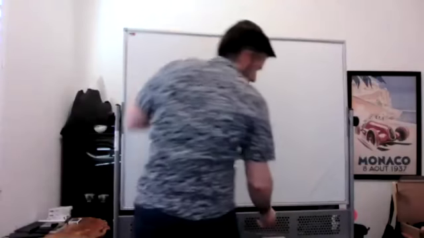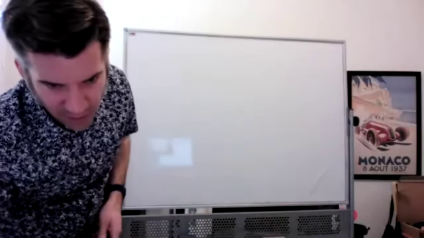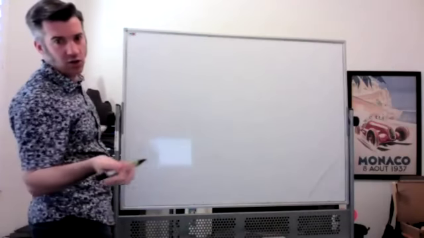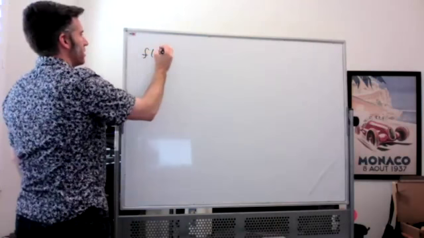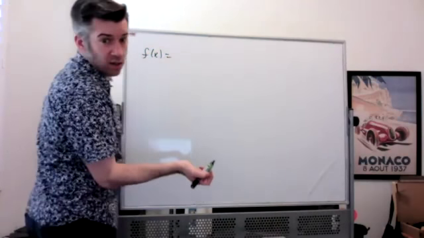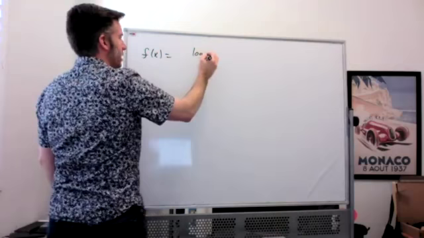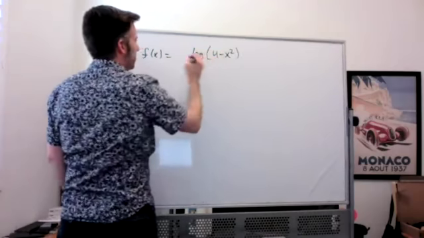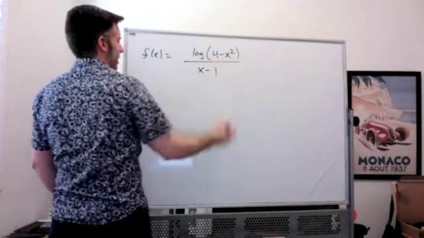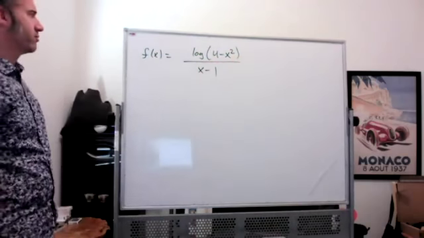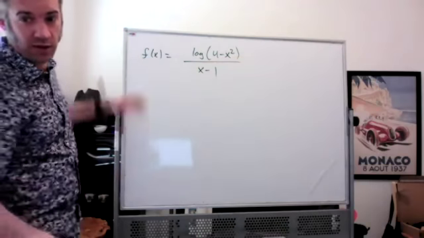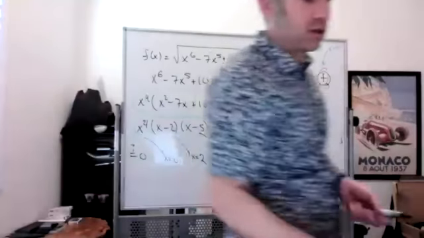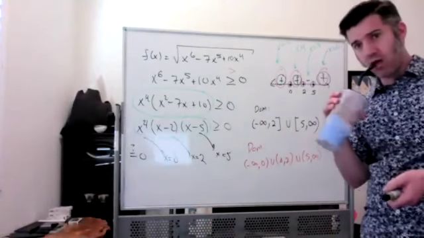The other one here is, I'm going to change the second one. So let's say we had f of x equal to log of 4 minus x squared, divided by x minus 1. So there are two things we have to deal with here.